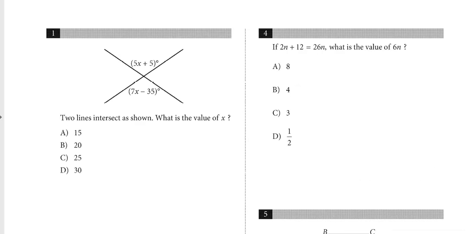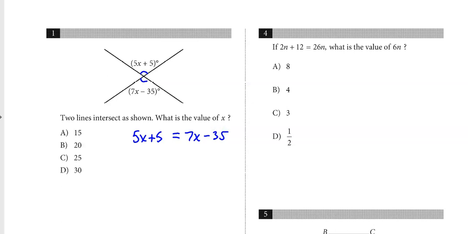So these two angles here are what's called vertical angles. Whenever two lines cross each other, they form an X. We know that these two angles have to be equal to each other. We don't know what they are right now, but I can set up an algebra equation that 5x plus 5 has to equal 7x minus 35.